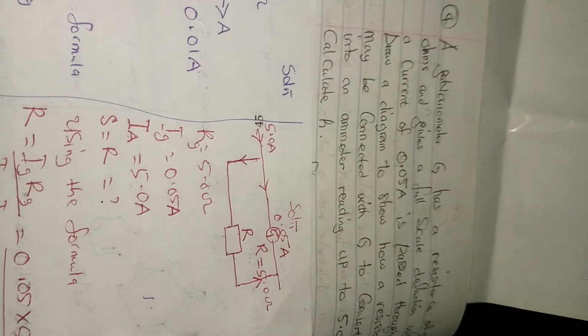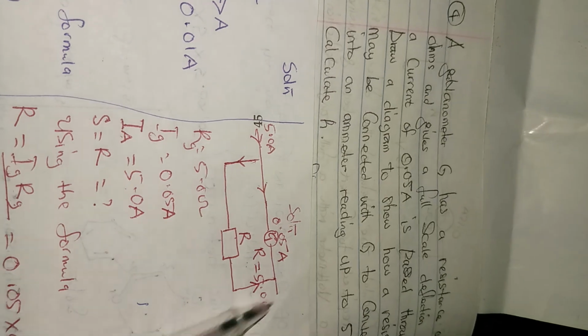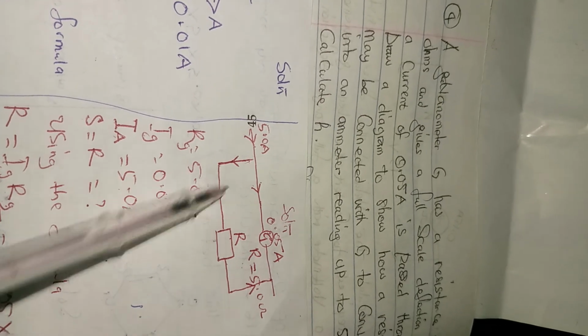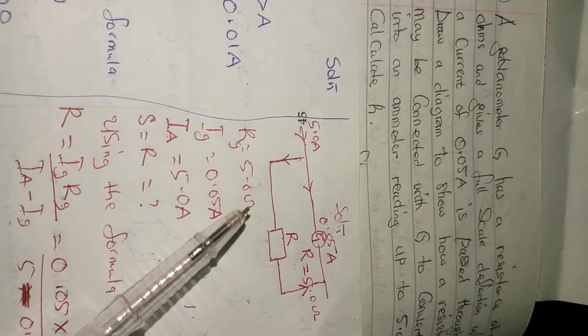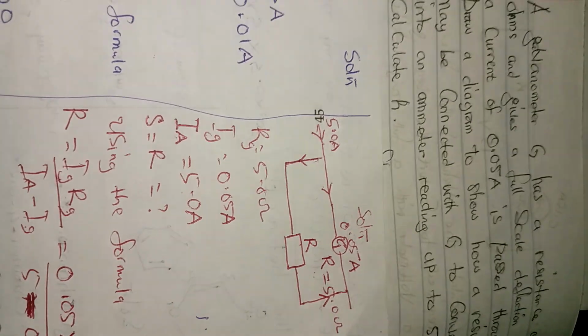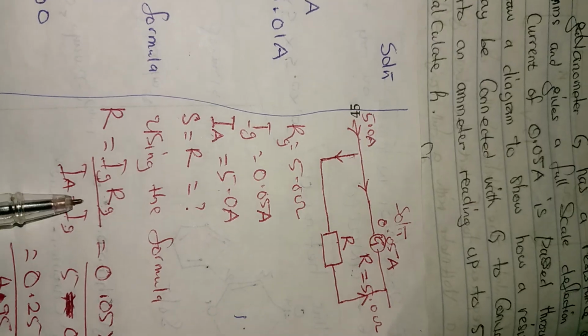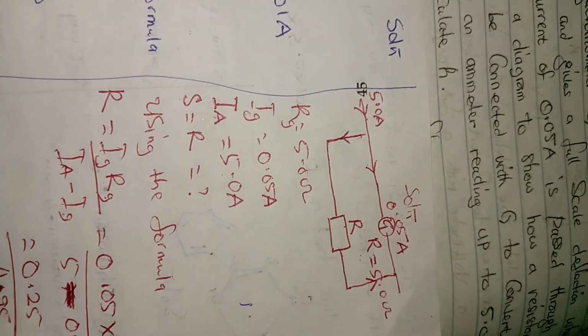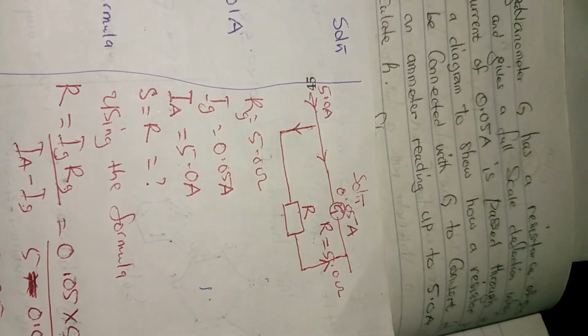You've seen how to draw the diagram of shunt, and how to do the solving. You've seen the formula. Once you know this formula, you substitute these values into it, and you have your answer. Thank you.